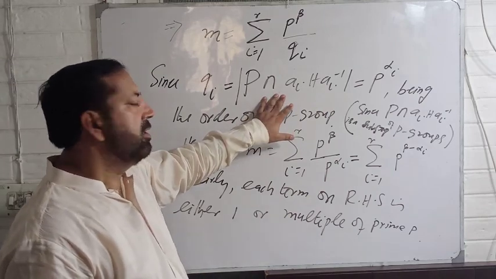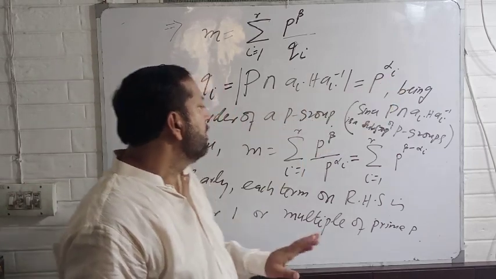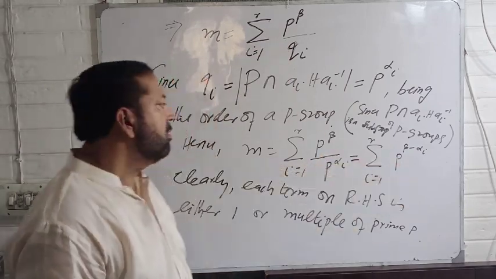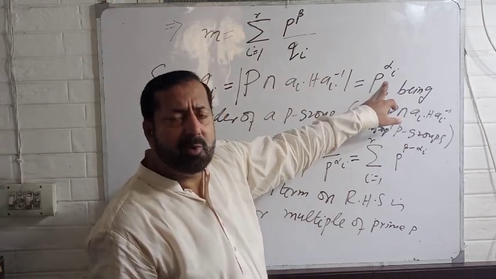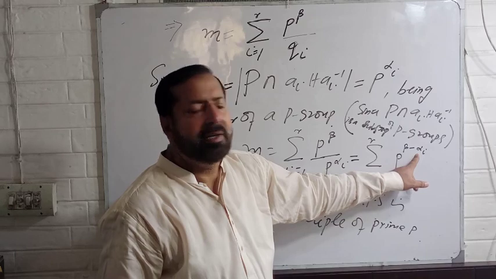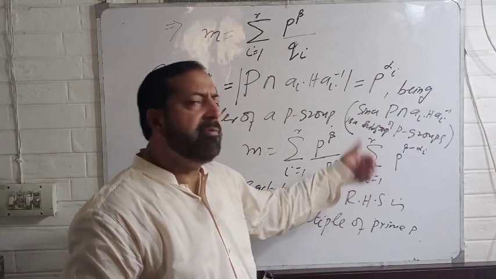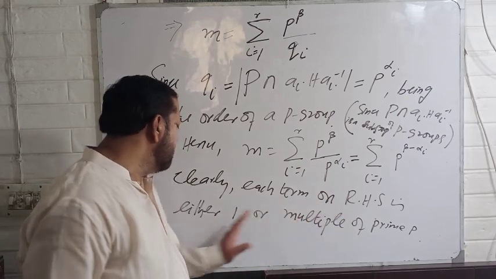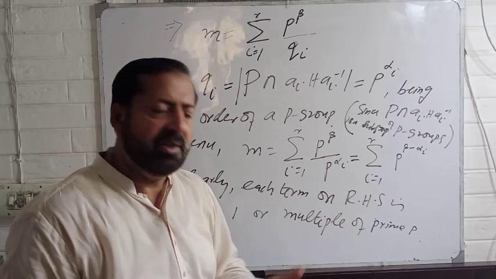It's the order of the intersection of P subgroups. So that's why you can write its order as P power alpha i. Now this becomes P power beta by P power alpha i. P power alpha i is the order of a subgroup. Either beta is equal to alpha i or beta is greater than alpha i. If beta is equal to alpha i, then it is 1. That's why on the right side you see either some power of P or 1. Clearly each term on the right side is either 1 or a multiple of P. So without any loss, you assume that the first one is 1, right?